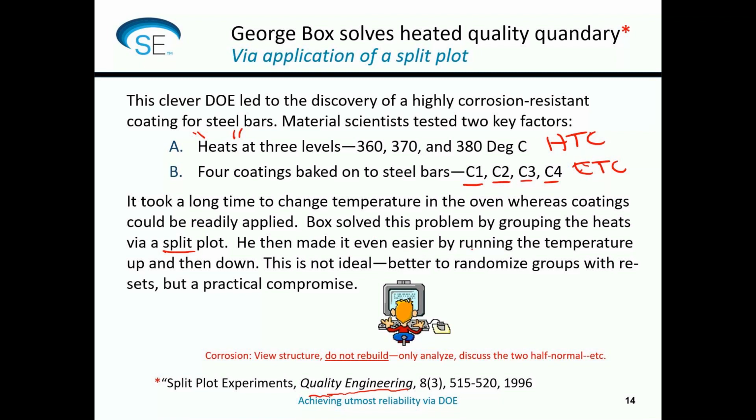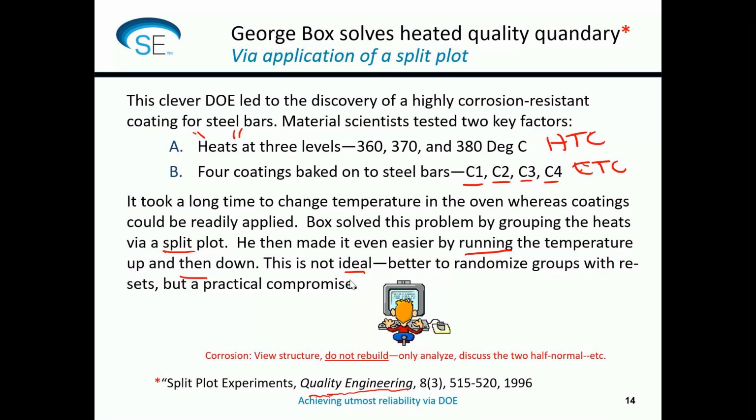And then even easier, he ran the temperature up and then down, which again is not ideal, but I think his idea that if push comes to shove, you have to start giving up on randomization and just look at the actual effect magnitude and worry less about the p-values.